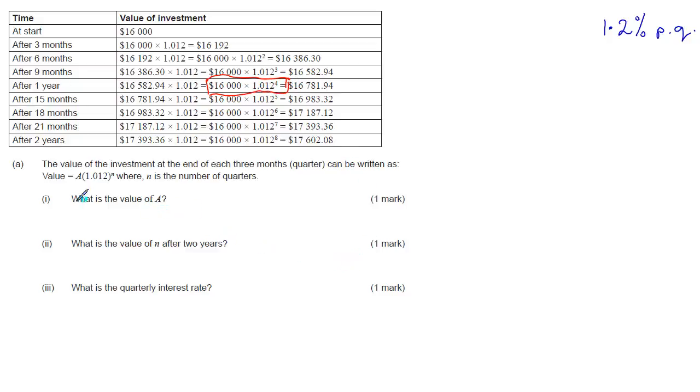What is the value of A? Well, A must be the initial investment, which we know was $16,000. What is the value of n after 2 years? So n is the number of compoundings, and there's going to be 4 of those in a year because it happens quarterly. So for 2 years, n will be 8. What is the quarterly interest rate? We worked that out before. That's 1.2%.